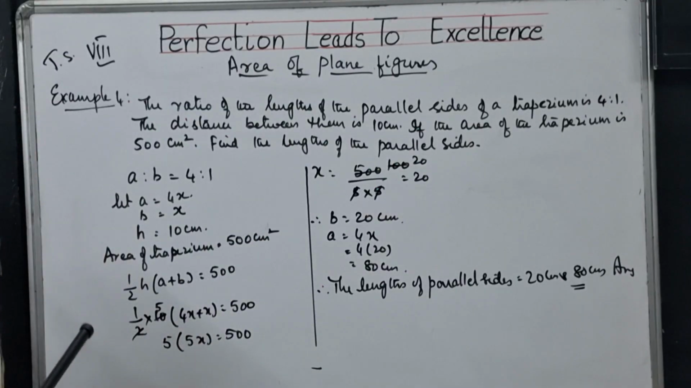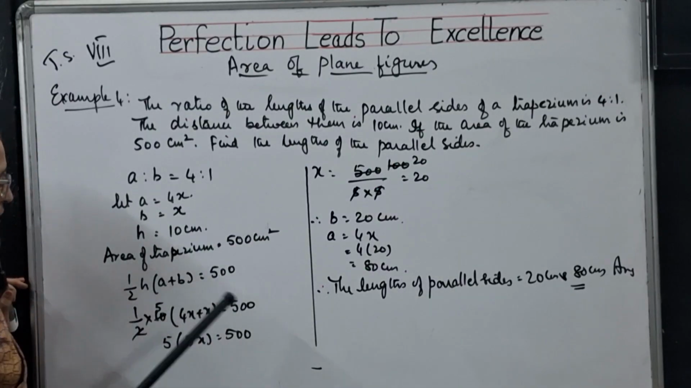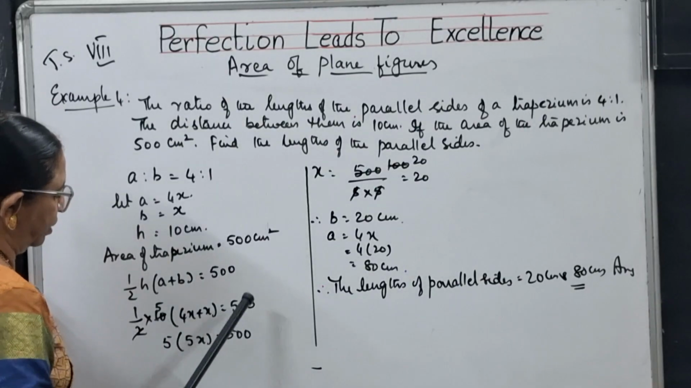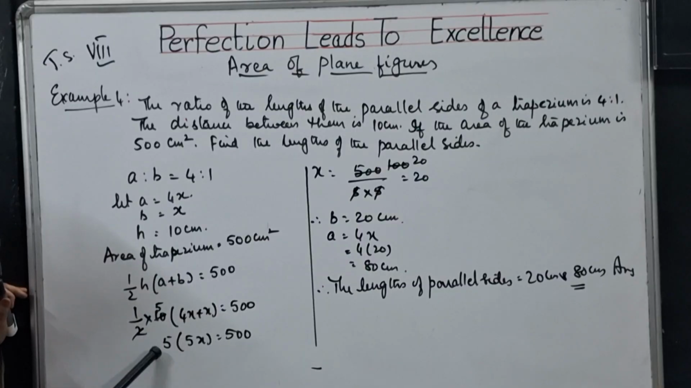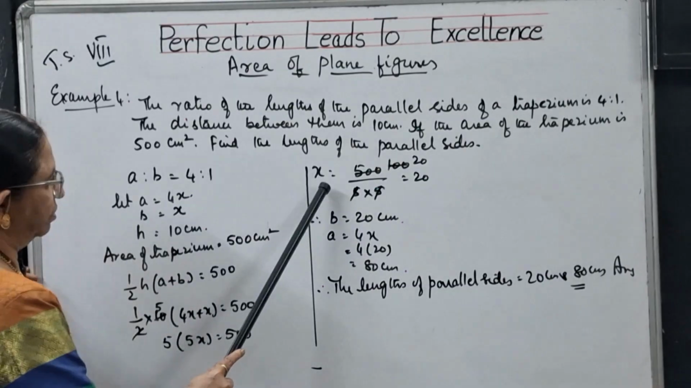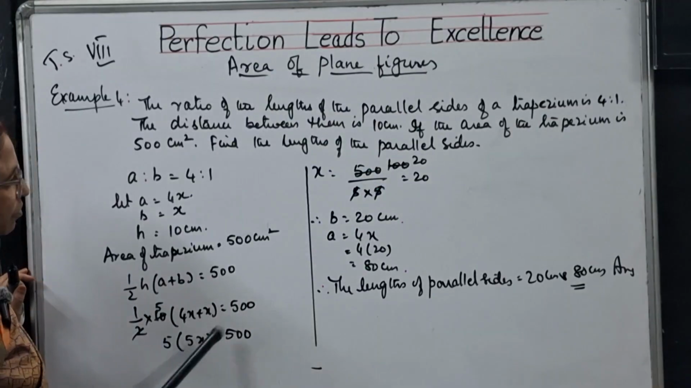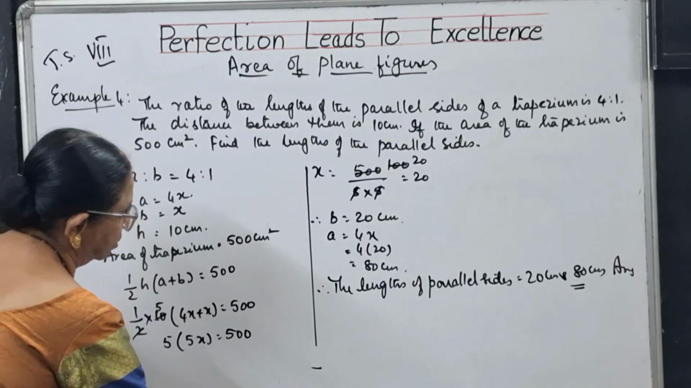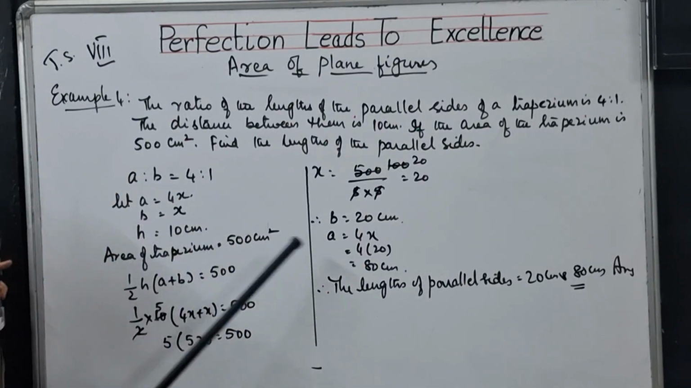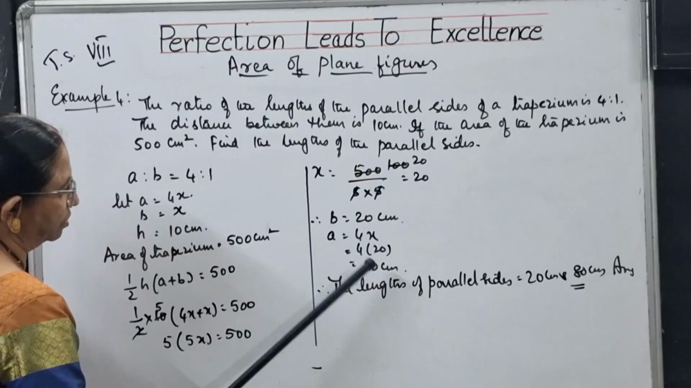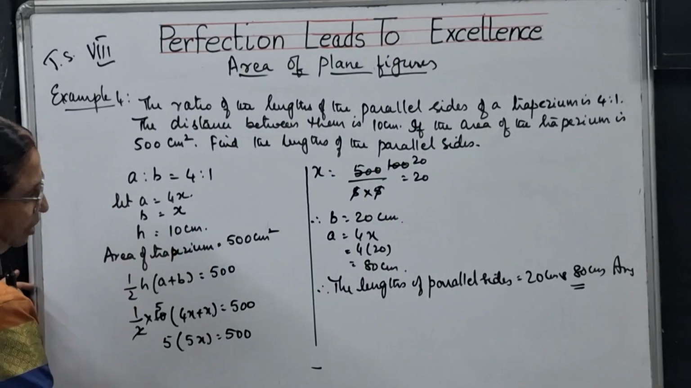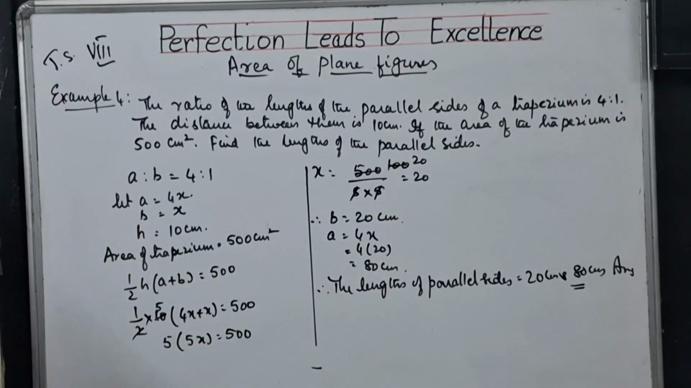Area of the trapezium, half h into a plus b is 500. That is, half into h is 10 into 4x plus x is 500. 2 ones are 2, 5 twos are 10. 5 into 4x plus x is 5x is equal to 500. So x is equal to 500 divided by 5 into 5. So this is 20 centimeters. So x is 20 centimeters means B is 20 centimeters. A is 4x, 4 into 20, 80 centimeters. So 20 centimeters and 80 centimeters are the answers for this problem, children.